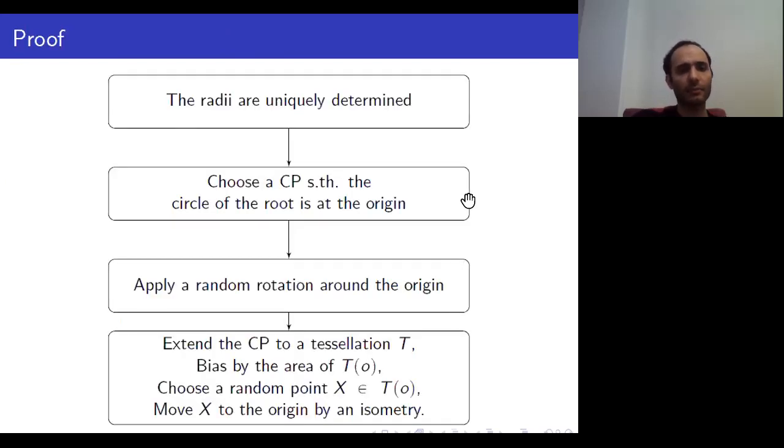Let's review the proof for the hyperbolic case. The first point is that since the CP is unique up to isometries, the radii are uniquely determined. You can then apply an isometry such that the circle of the root is centered at the origin, and then apply a random rotation around the origin. Here you obtain a CP that satisfies the mass transport principle, so it is the Palm version of a stationary point process. In the next step, you can convert it into a stationary circle packing.